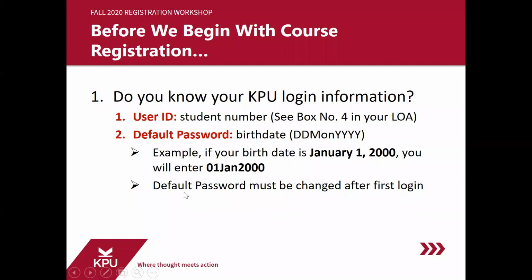Okay, so to log into your registration system, the default password would be your date of birth. So for example, if your date of birth is January 1st, 2000, then for your password, it will be 01, capital J, lowercase a and n, and then 2000. After you have logged in the first time with the default password, you will be asked to change your password to the one that you prefer.